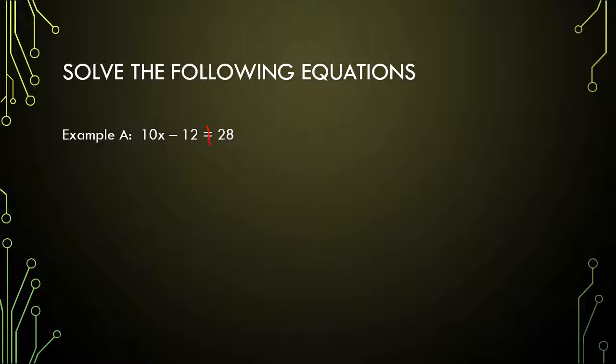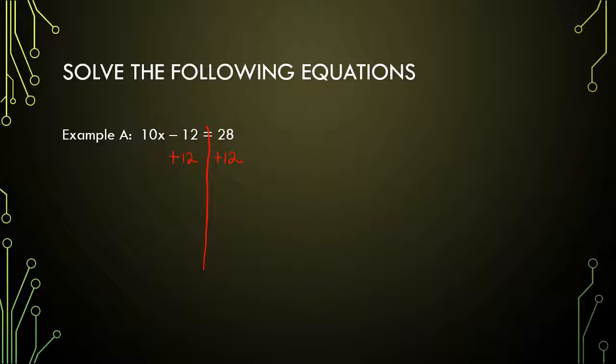To begin, I'm going to divide my equation into a left and a right half. Then I look at my numbers on the same side with x. We have 10 being multiplied to x, 12 being subtracted from x. To get rid of minus 12, what I'm going to do is add 12. If I add 12 to the left side, I also add 12 to the right side.